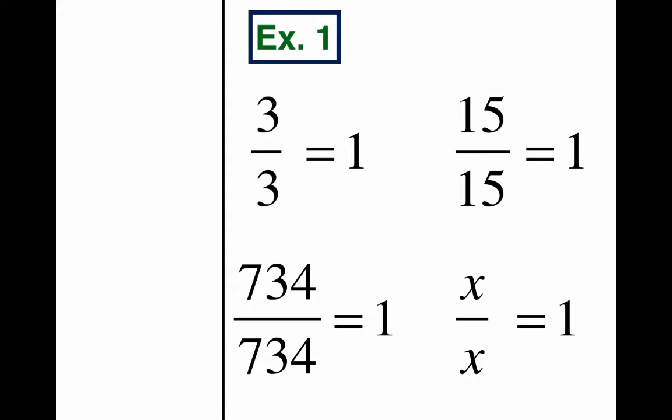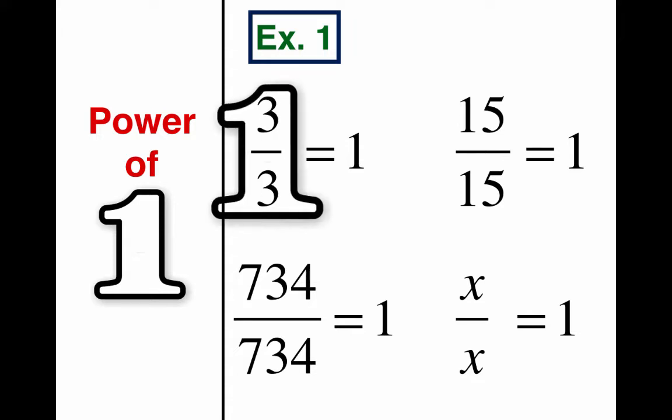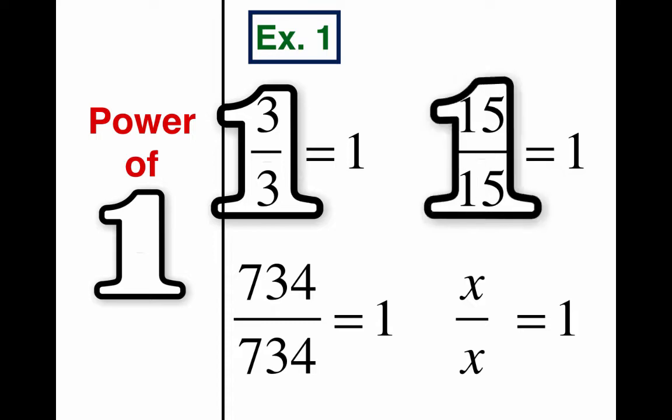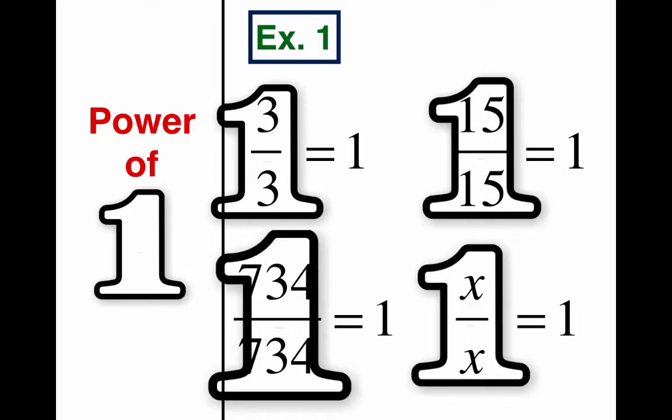Well, why am I showing you this? Well, because we have a name for this. This is called the power of 1. Each and every one of these has a numerator and a denominator that are equal to each other, making 1. So all of these are what I would qualify as the power of 1. And the reason I'm showing you that is because the power of 1 helps us simplify. So we're going to try a simplified problem now where we're going to look for powers of 1.